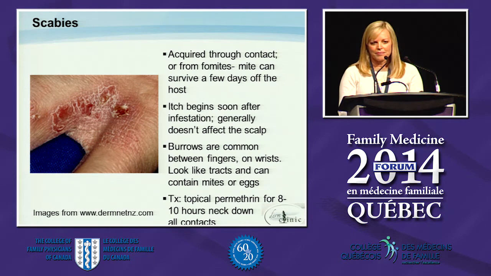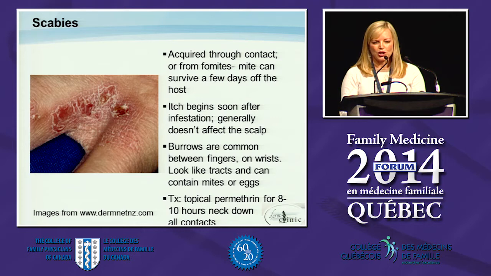So scabies. Scabies can actually be really difficult to diagnose. It seems like it should be an easy one, but it's not. Of course, it's acquired through contact with other individuals who have the mite, or it could be through fomites, because these little mites can live for several days off their host. And they itch pretty soon after they get infested. It generally affects people from the neck down, and there are certain common locations that we probably all know to look for. So between the web spaces, on the feet, on the wrists, and we look for burrows.